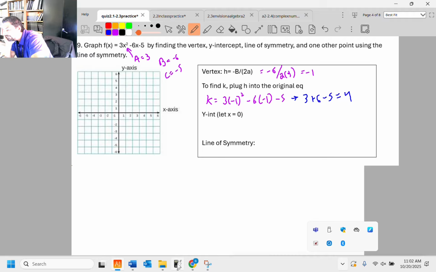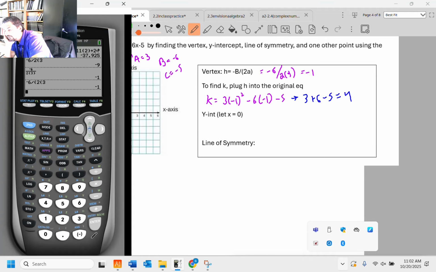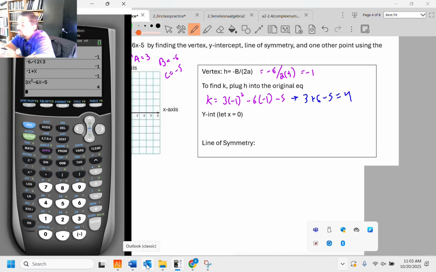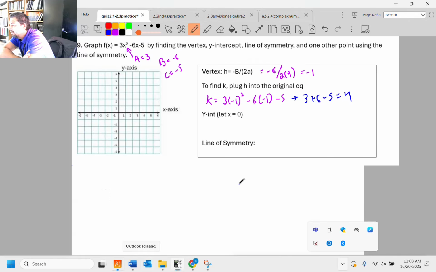And I know for some of y'all that seems like some sort of magic I just did. But let's just use the storage feature. Take a -1, store it to x. Type in the original equation, which was 3x to the second, and then it was -6x, and then I think it was -5. Ta-da! All right, to find a y-intercept, we simply let x be 0.